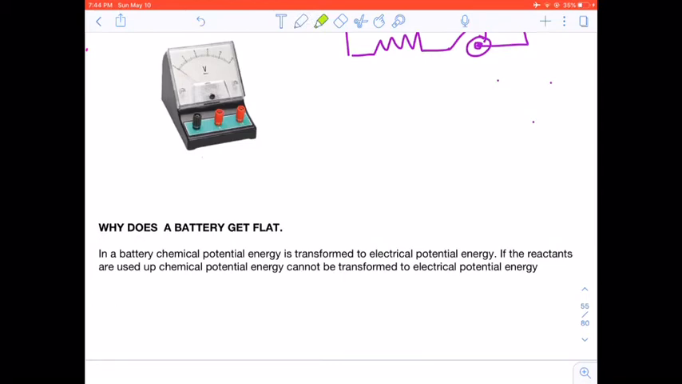And why does a battery get flat? A battery, as we know, transforms chemical potential energy into electrical potential energy, right? If the reactants are used up, then this used up chemical potential energy cannot be transformed into electrical potential energy. So then the battery is flat.